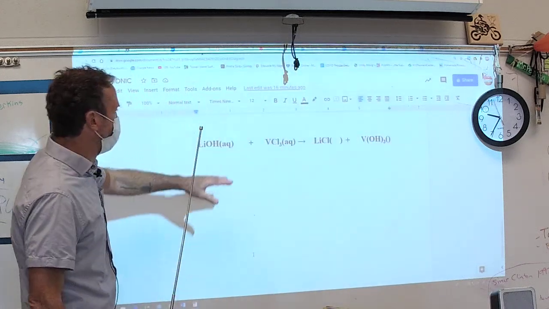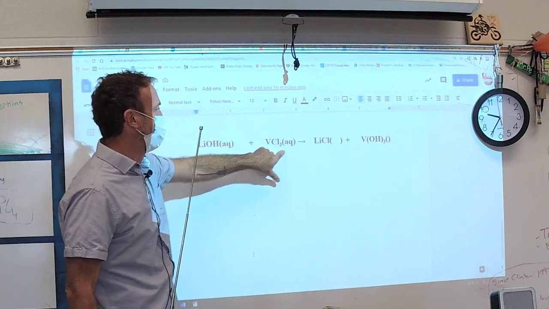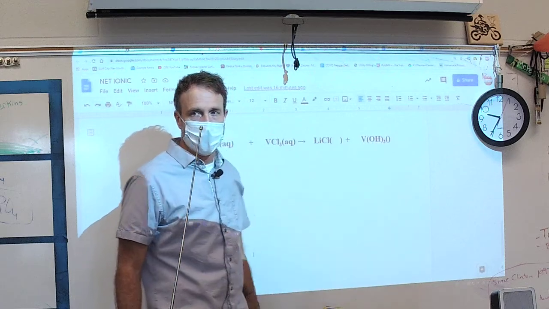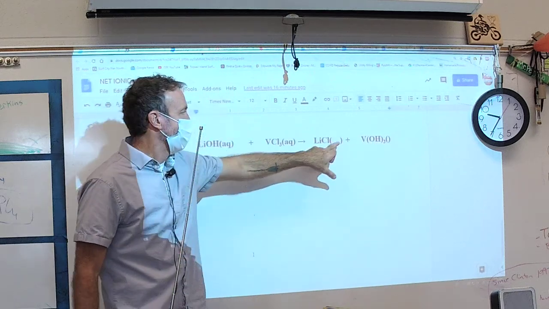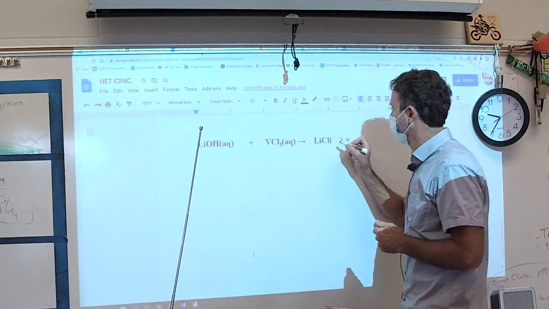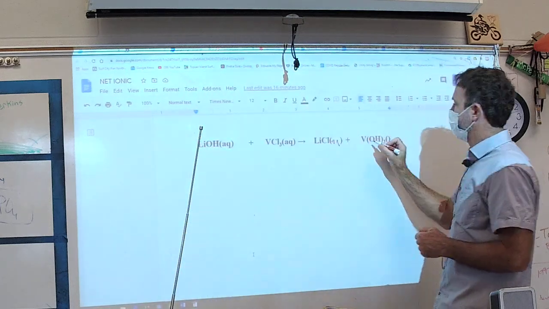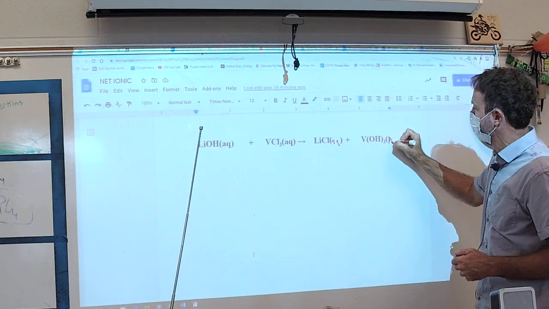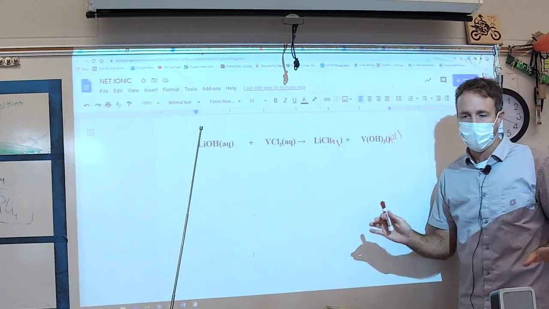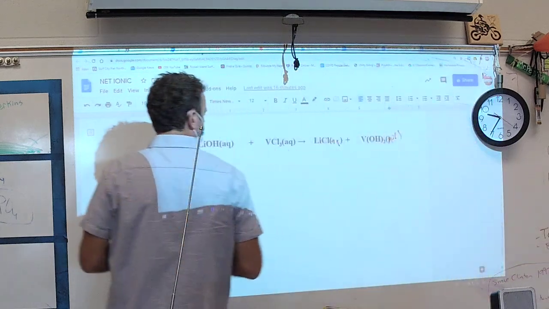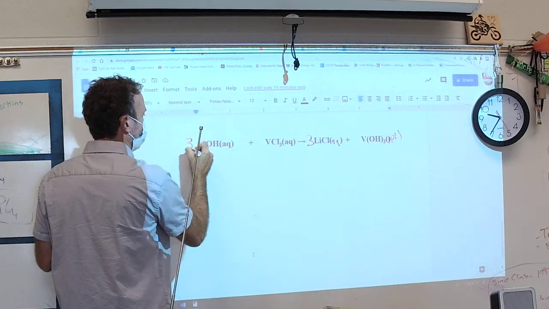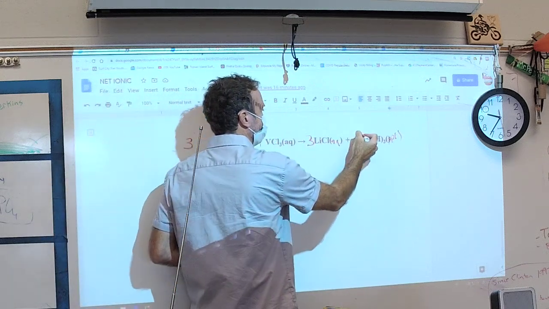All right, lithium hydroxide and vanadium 3 chloride make lithium chloride and vanadium 3 hydroxide. Now, if you look, this is blank. Lithium chloride, you would look it up on your tables, that's aqueous. And vanadium hydroxide is actually a precipitate. Okay? You would look those up on your tables, you know how to do that. Okay. Let's balance this. We're going to need a 3 there and a 3 there. It's 3, 1, 3, 1.